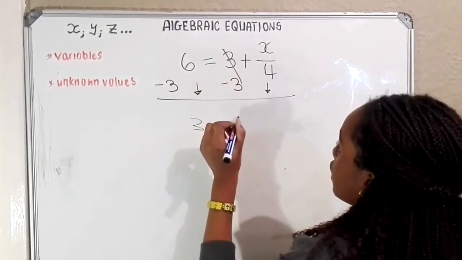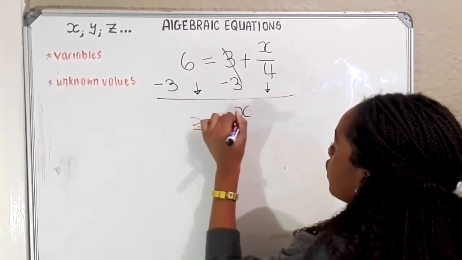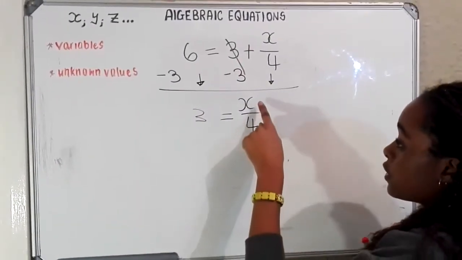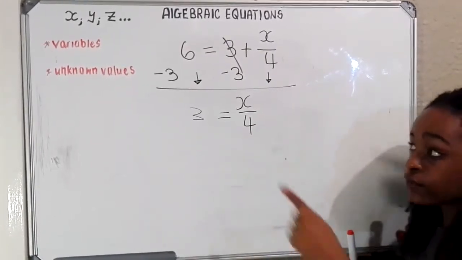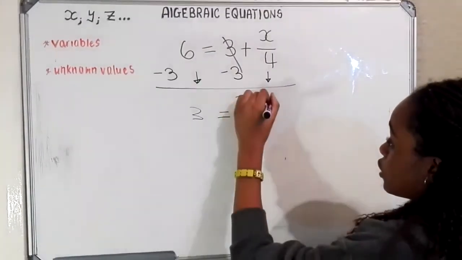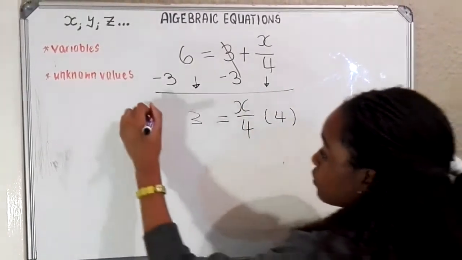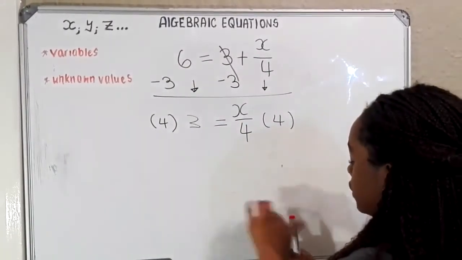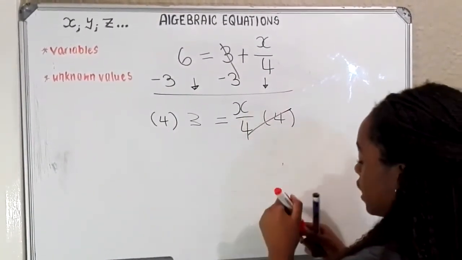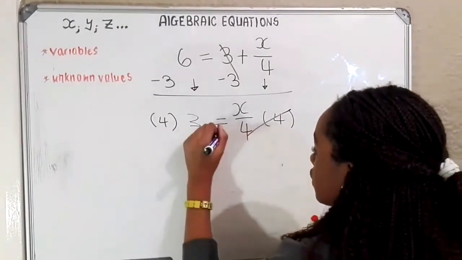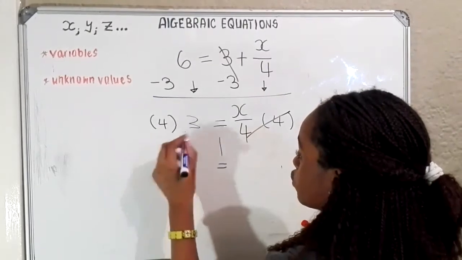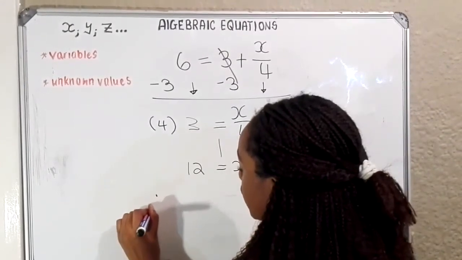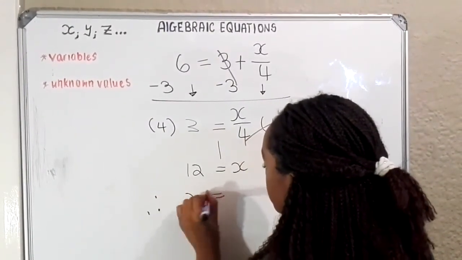And then you'll have here x over 4. Okay, so you'll be left with x over 4, and then x is being divided by 4. So the inverse of division is multiplication. So we need to multiply both sides by 4. These two will cancel, the 4s will cancel, and you'll be left with x. So you have 4 times 3, which gives you an answer of 12, and you'll be left with x on its own, which is the same as saying x is equal to 12.